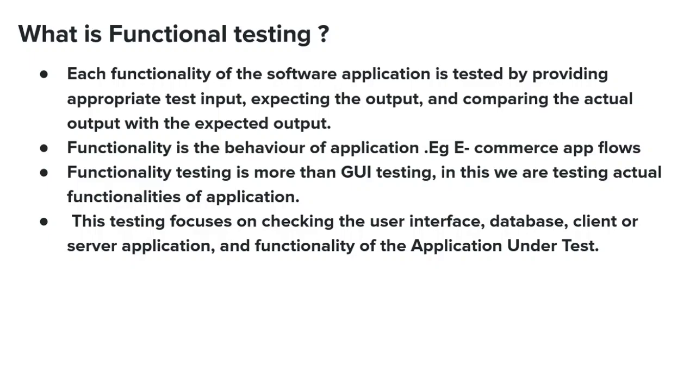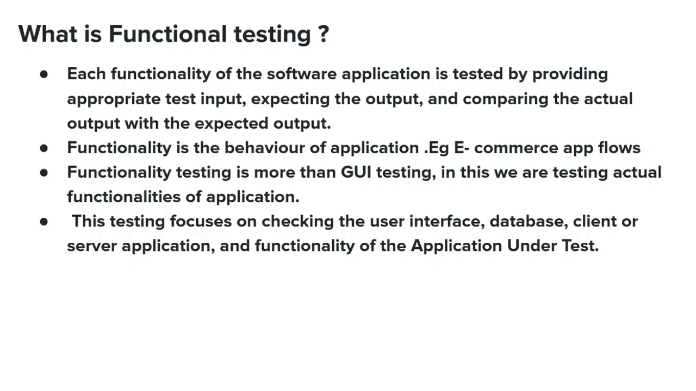If the actual output and the expected output in functional testing match, that means that case is passed. That means that application functionality is behaving correctly. In functionality testing, we focus mainly on checking the user interface. It can be database testing, client or server application, and overall functionality of the application under test. So that's why we have to focus more on functional testing.